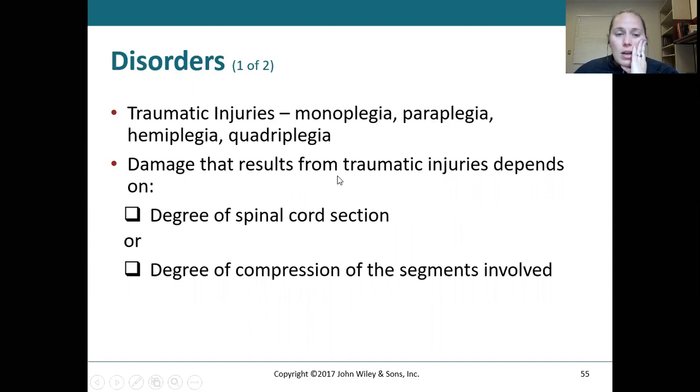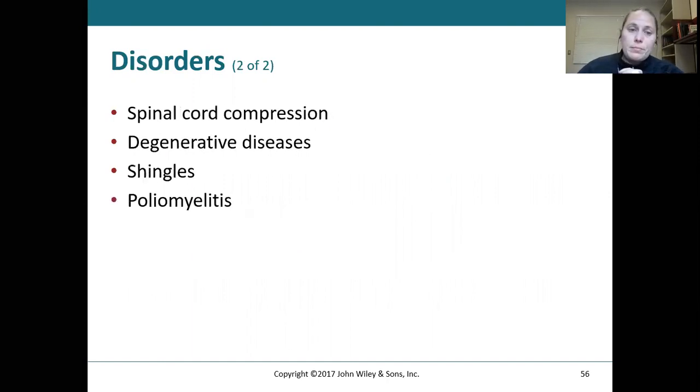The damage that results from the traumatic injury depends on the degree of the spinal cord section, and also the degree of compression of the segments involved. So where the segments are and how much compression actually occurred, and whether it was a complete severance or just a slight perturbation to that particular region. You can also have things like spinal cord compression, which we alluded to before, that can occur whether or not you have that traumatic injury.